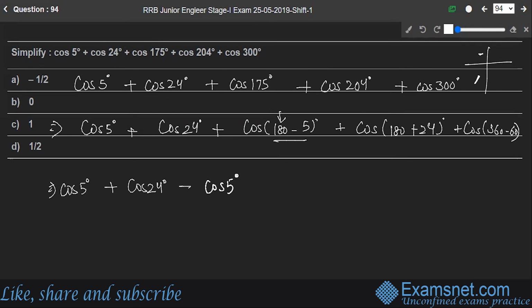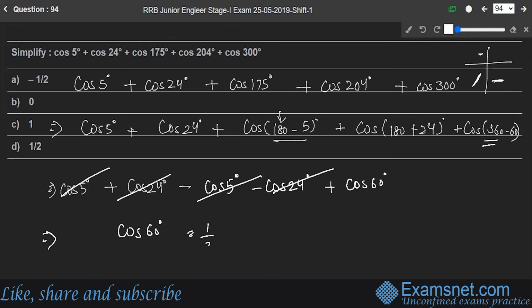Similarly, 180 plus 24 lies in the third quadrant. In the third quadrant also, cos is negative. 180 degree will not change the trigonometric ratio, so it will be minus cos 24 degree. 360 also will not change. 360 minus 60 lies in the fourth quadrant. Fourth quadrant cos is positive, so this is equal to plus cos 60 degree. They will cancel out and you have cos 60 degree, which is equal to 1 by 2. So you have option D as the correct answer to the question.